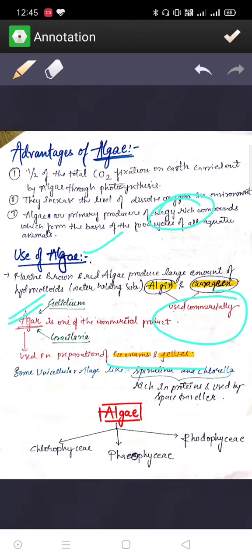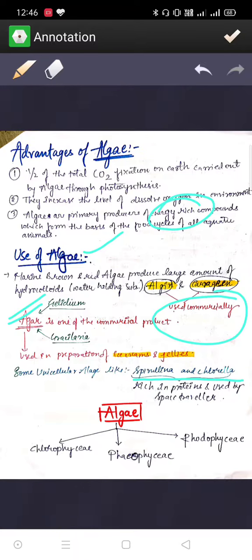There is another example, also Spirulina and Chlorella. These types of algae are used by space travelers as a source of protein, because they are protein-rich algae. So these are the uses of algae.